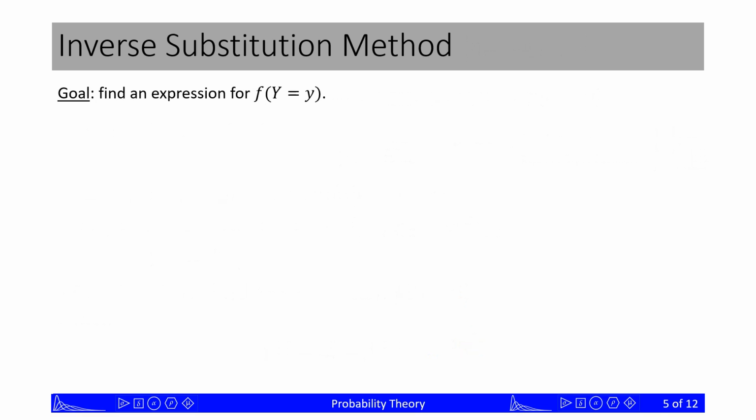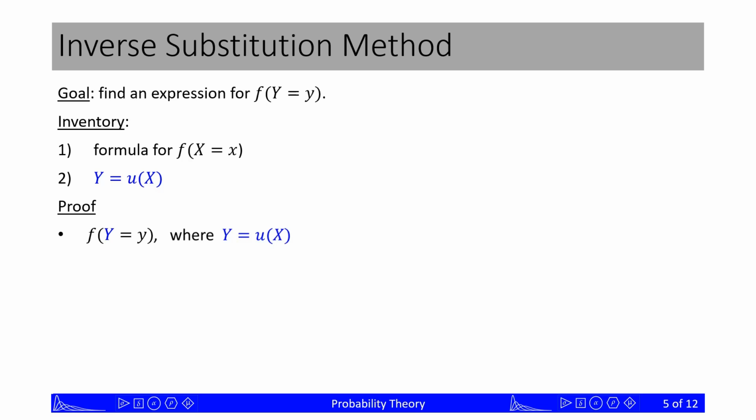Our goal is to find an expression for the PMF of random variable y, or equivalently, f of capital Y equals lowercase y. For this proof, we take an inventory of what we know. First, we know the formula for the PMF of random variable capital X. Second, we have a formula for the transformation from x to capital Y. Now we're ready to prove the result.